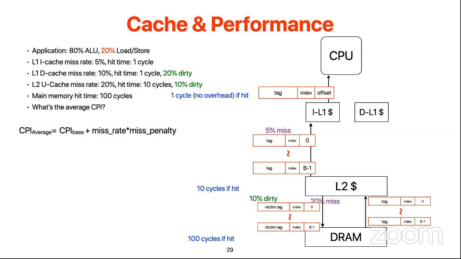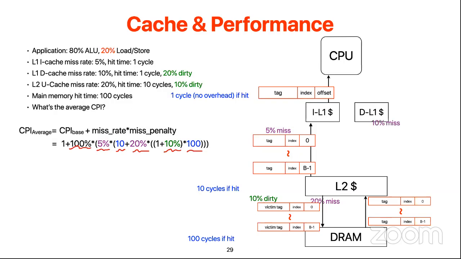And then for this part, if it's an instruction cache, every instruction needs to go through this process, in which 5% is a miss. For a miss, if it's in L2, it's 10 cycles. If it's not in L2, which is 20% of the case, and because we have write back 10% of the case, 10% of the time you are going to pay an additional 100 cycle overhead. So that's the instruction part.